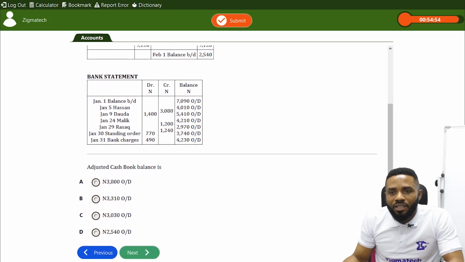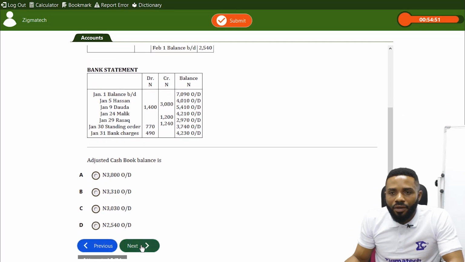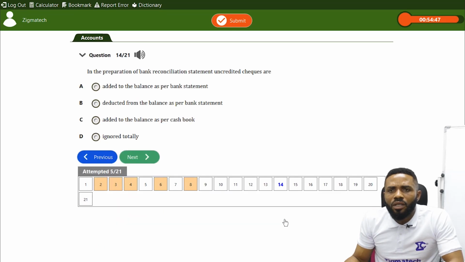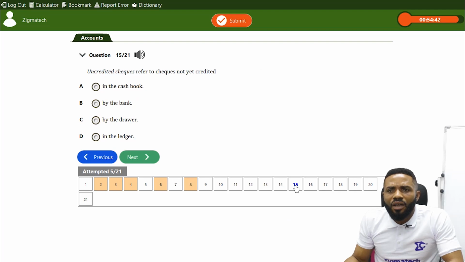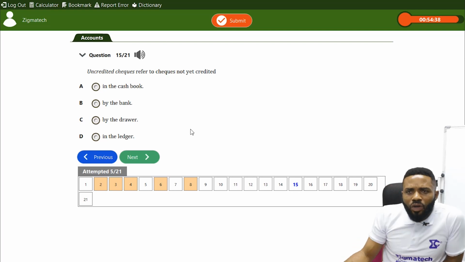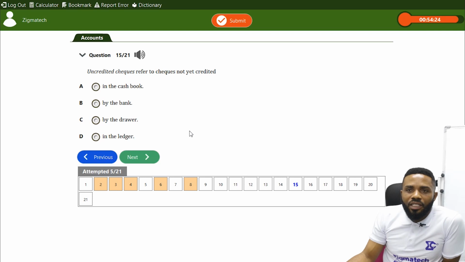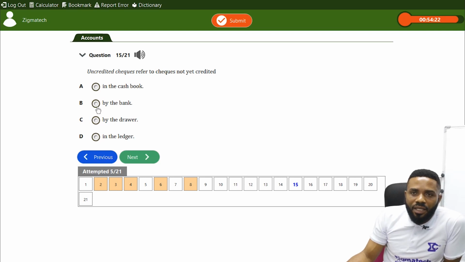We'll take the very last question. Okay, question 14. Let's look at question 15. I really want us to look at what relates to what we've done so far. Uncredited checks refers to checks not yet credited. Credited where? In the cash book, by the bank, by the drawer, in the ledger? It is by the bank.